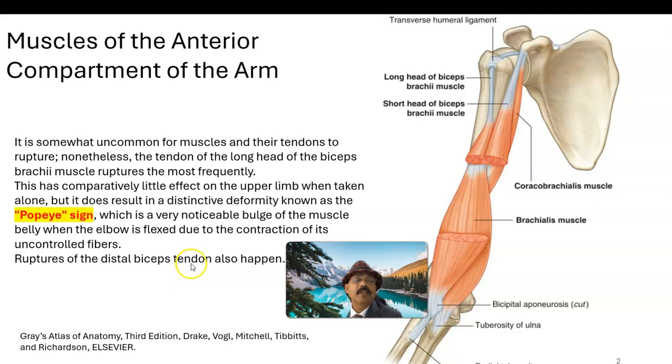Ruptures of the distal biceps tendon also happen. It may happen here, but this is rare.